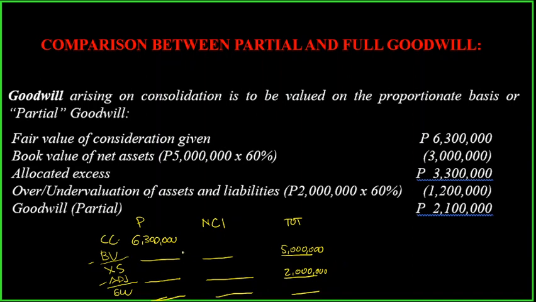So, under partial goodwill, 60%, this one will be 3 million. So, 40% will be 2 million. Nakaka-nervyos. Adjustment, 60% of 2 million, that will be 1,200,000. And 40% will be 800. Ayun, so dapat ito ay 0.